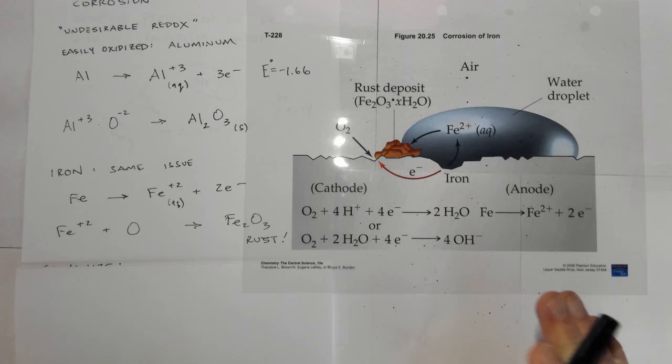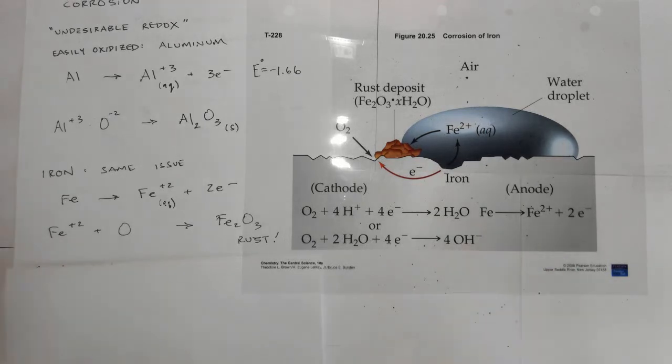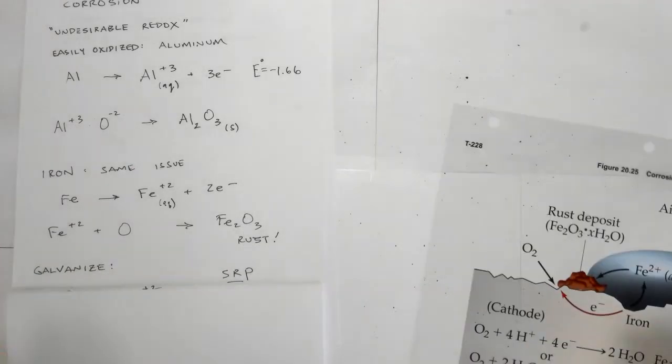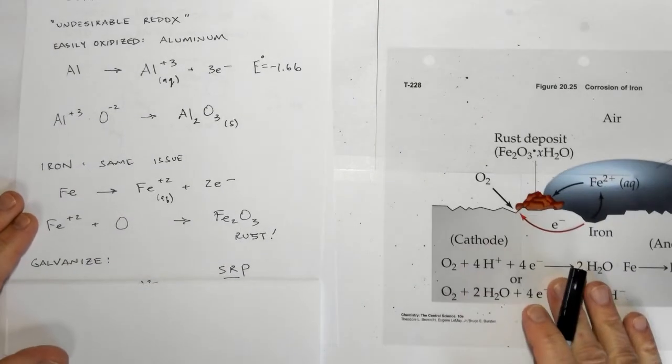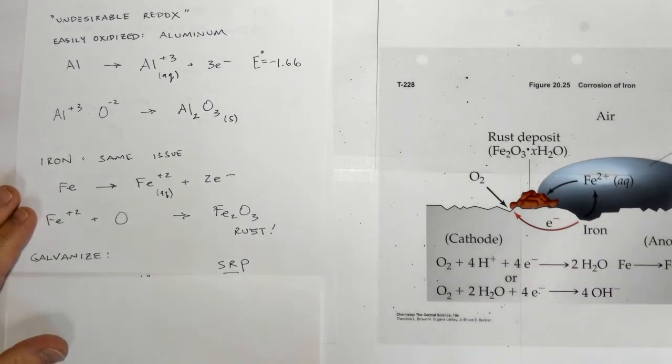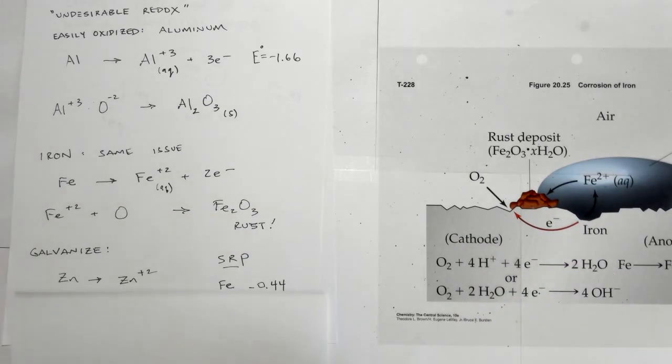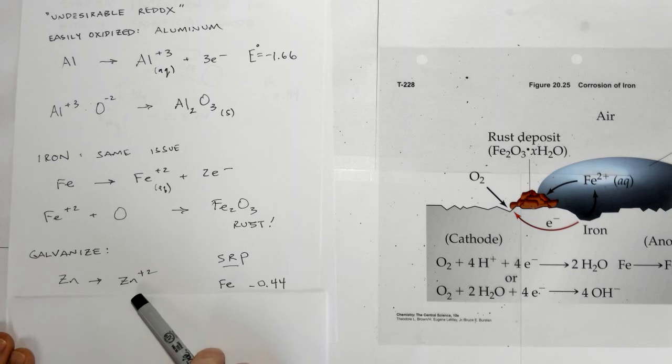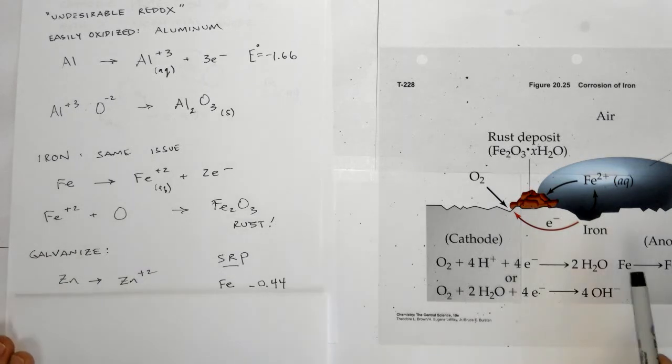So what do we do to prevent this? Well, many, many things. First of all, we paint our iron lots of times, and when we paint it, we don't allow the oxygen to get at it. Another thing we do is we galvanize the iron. And galvanizing simply means that we take zinc and we plate or coat zinc on top of the iron.